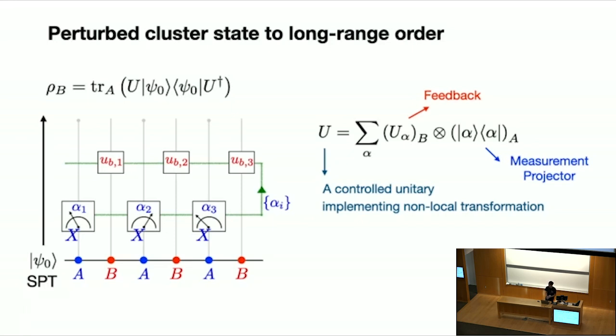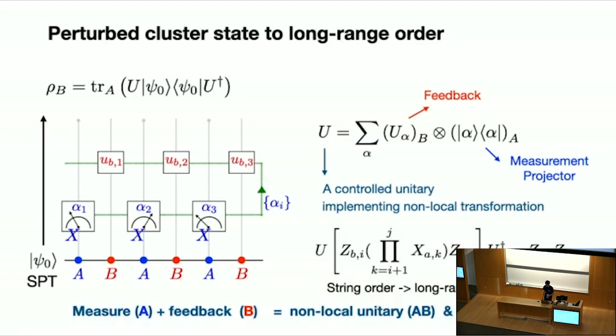It is sufficient to implement some non-local transformation in the sense that if you transform the original string order operator, you can kill every x in the middle, and then you only generate two Pauli Z on the boundaries. What does that mean? That means if the initial state has a non-zero expectation value for the string order operator, then the final state will have the same non-zero order one constant. So this is like a universal conversion from the string order to a long-range order. That is how we do this. So with measurement and feedback, that amounts to doing a non-local unitary, and you trace out A. Yeah, so that is the basic idea here.